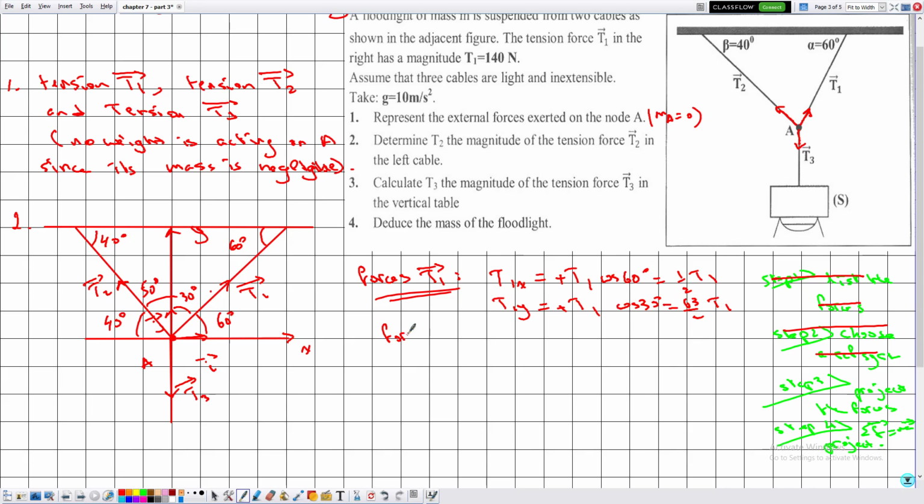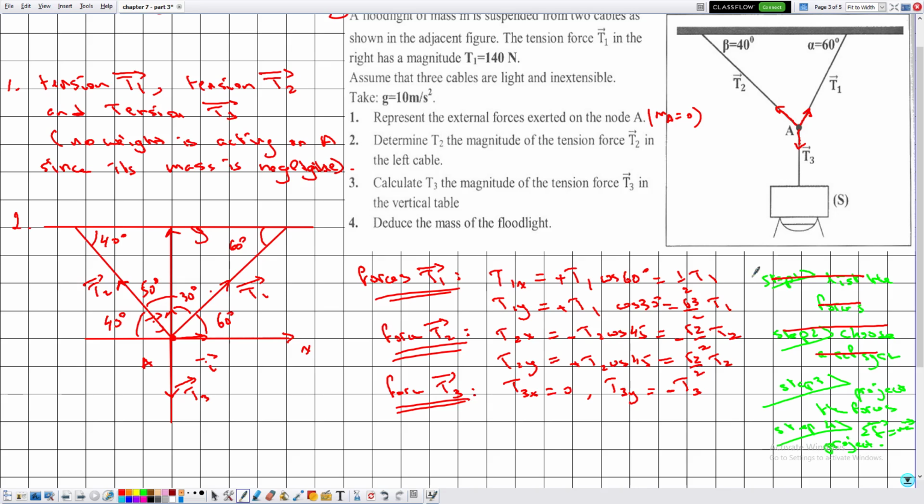Now as for the force T2, T2x, notice that T2 is pointing in the negative direction of the x-axis, so it's minus T2 cosine 45, which is equal to minus radical 2 over 2 T2. T2y, pointing in the positive direction of the y-axis, so it's plus T2 cosine 45, which is equal to radical 2 over 2 T2. As for the force T3, T3 is completely lying on the y-axis, so T3x is 0 and T3y is equal to minus T3.